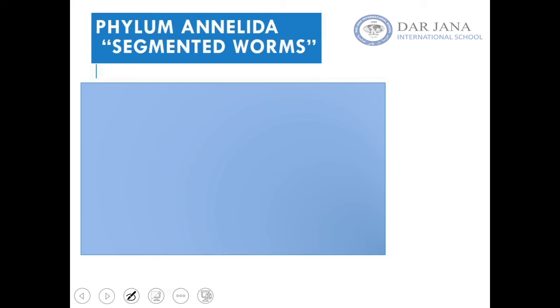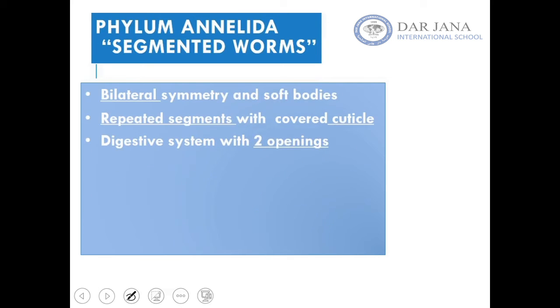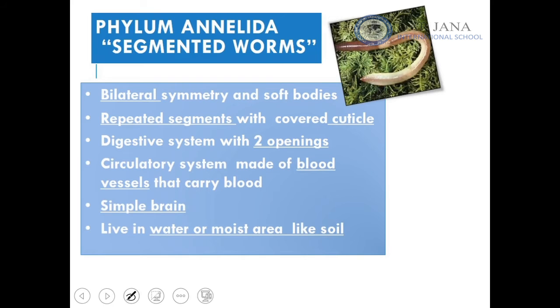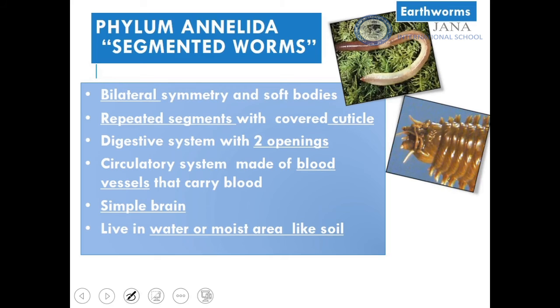Phylum Annelida, or we can say segmented worms. When I say segmented worms, they have segments, they have different parts. They have bilateral symmetry and soft bodies. They have repeated segments covered with a cuticle also. Here showing you an earthworm. By segmented I mean there are segments between each. Their circulatory system is made of blood vessels that carry blood, and they have a simple brain. They live in water or moist areas like the soil. They also have two openings for the digestive system.